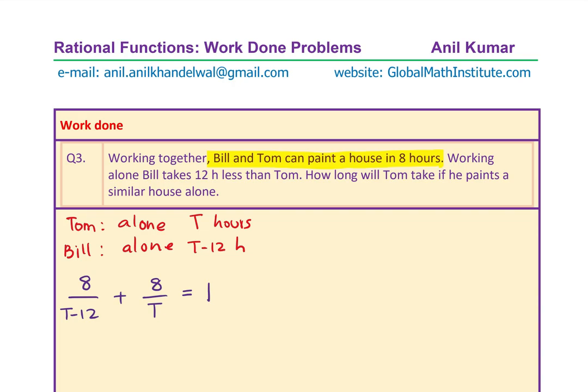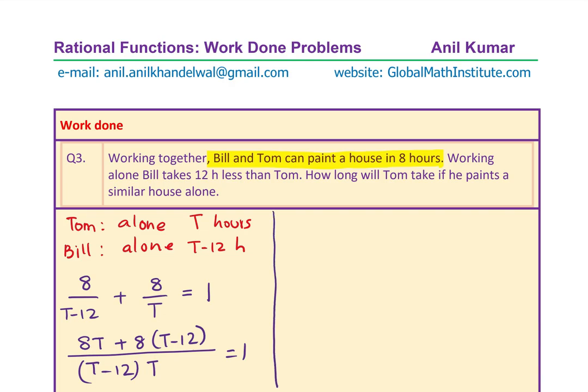And there you go. To solve the equation, you can take a common denominator, which is t minus 12 times t, equals 1, and cross multiply: 8t plus 8 times t minus 12. Is that clear to you? So now, in this part of the section, my emphasis is to bring all the things together and show you how we really make an equation so easily and then solve.